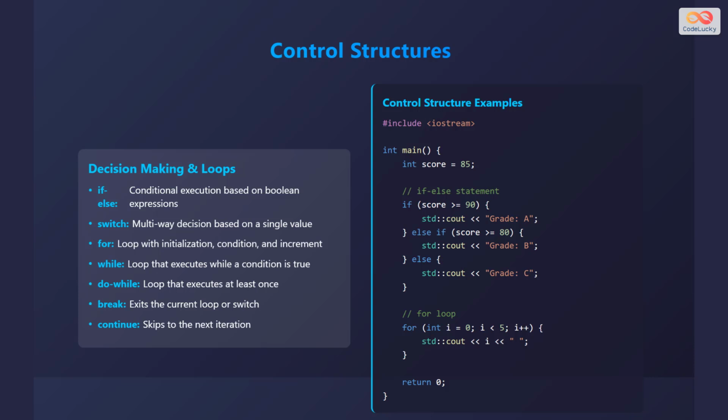We declare an integer variable score with a value of 85. We then use an if-else statement to determine the grade based on the score. If the score is greater than or equal to 90, the grade is A. If the score is greater than or equal to 80, the grade is B. Otherwise, the grade is C. We also use a for loop to print the numbers 0 to 4 to the console.